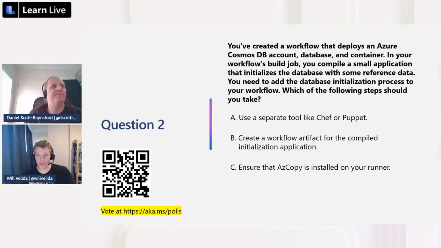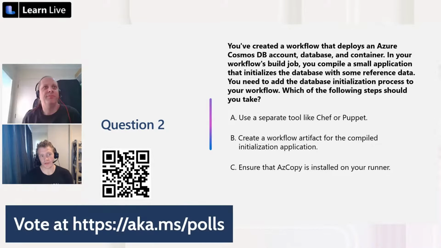Yes. Okay, so we've created a workflow that's going to deploy a Cosmos DB account, a database, and a container. In our workflow's build job, we'll be compiling a small application that initializes the database with some reference data. You need to add the database initialization process to your workflow. Which of the following steps should you take? A, use a separate tool like Chef or Puppet? B, create a workflow artifact for the compiled initialization application? Or C, ensure that AZ copy is installed on your runner?